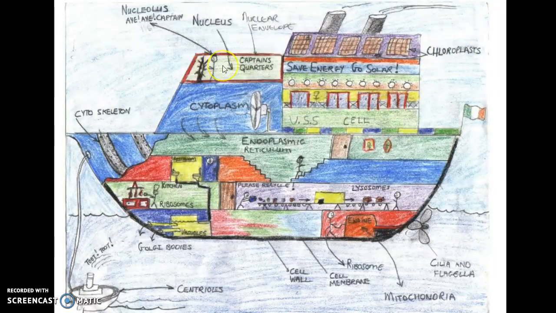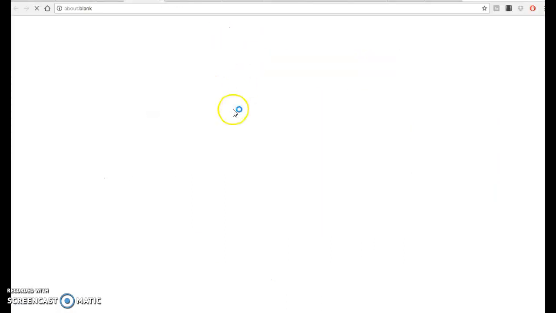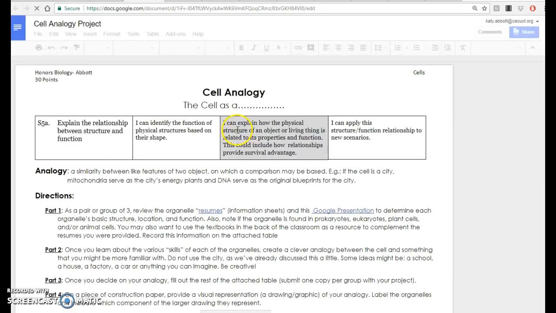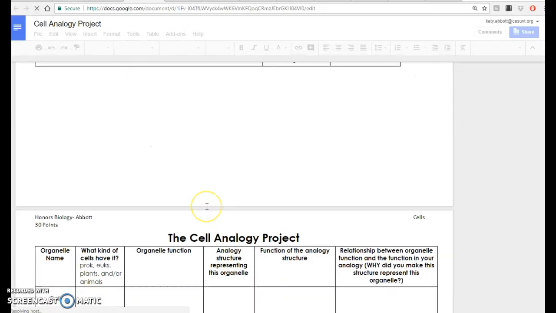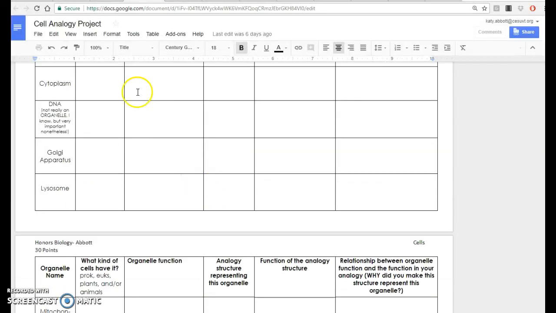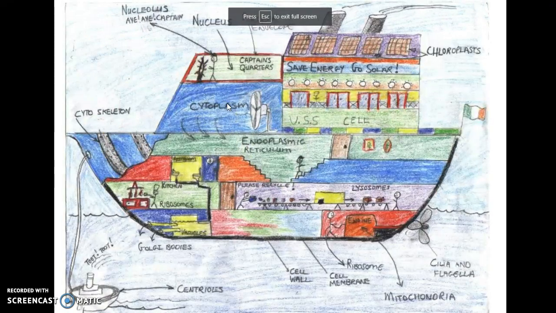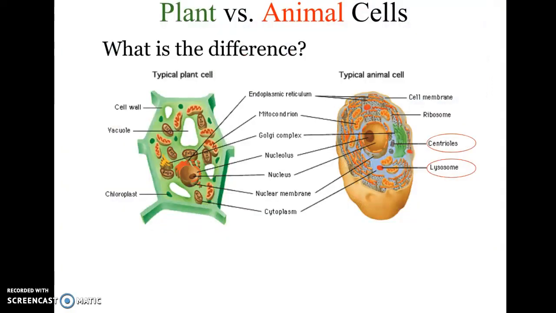So the final product is really just this table right here that I showed you, and then some sort of graphic representation of that analogy. And again, it does not have to be super refined. It can be kind of a sketch, and it doesn't have to be really professional by any means. But that will be due the following week, like sometime next week.